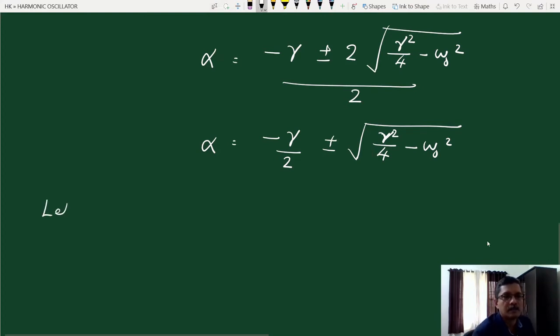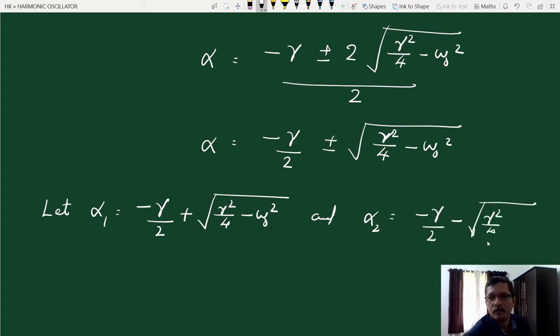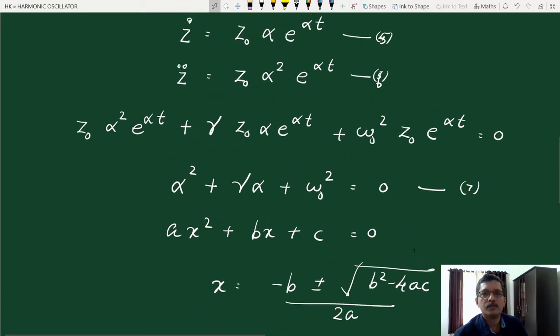So let me write, let alpha 1 be equal to minus gamma by 2 plus square root of gamma square by 4 minus omega 0 square, and alpha 2 equals minus gamma by 2 minus square root of gamma square by 4 minus omega 0 square. So you have two values for alpha. Now you can substitute these two values in the trial solution.